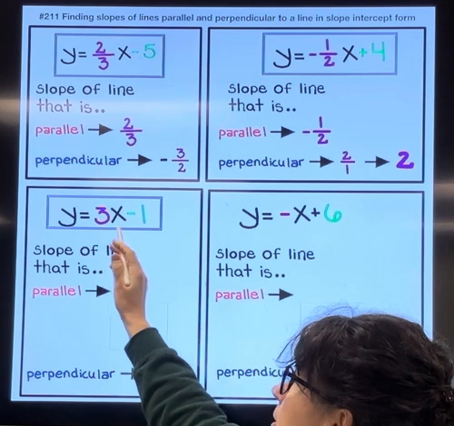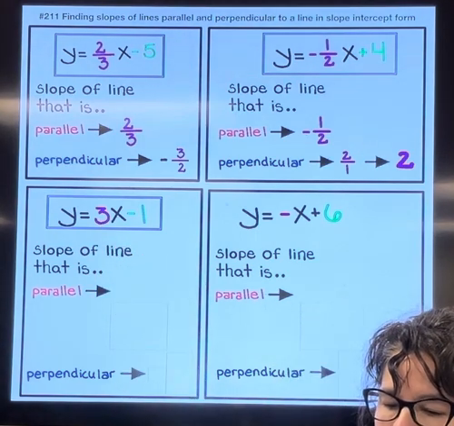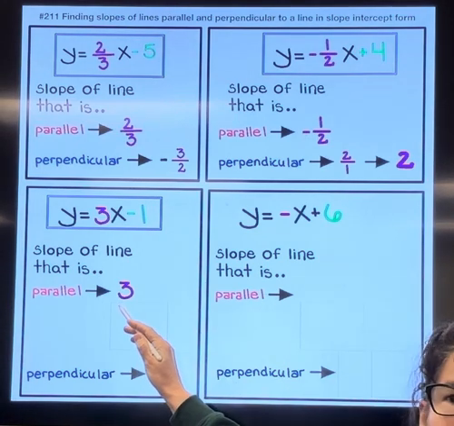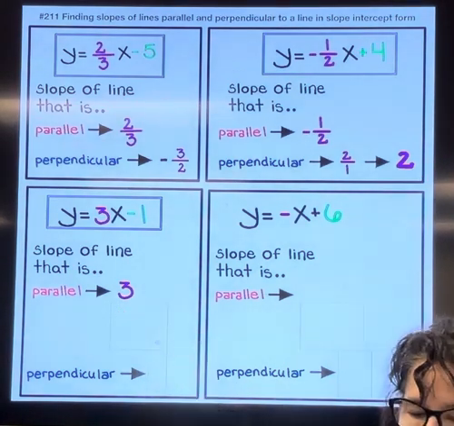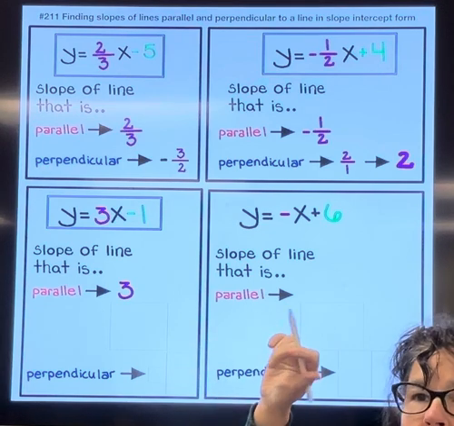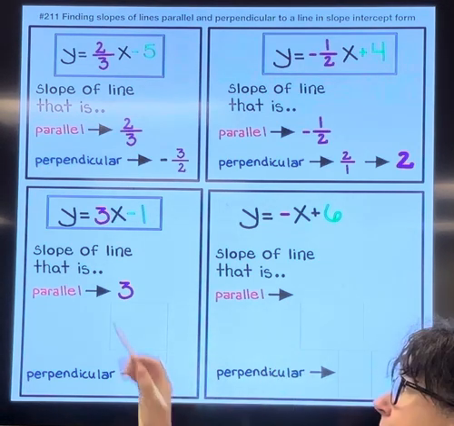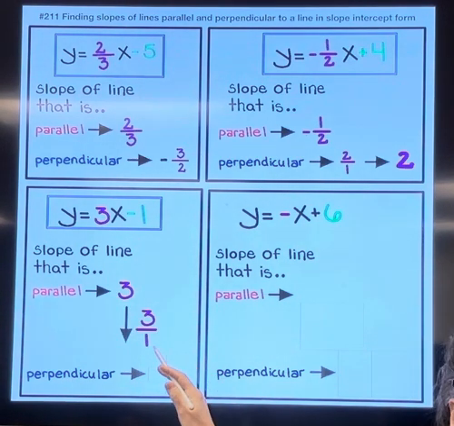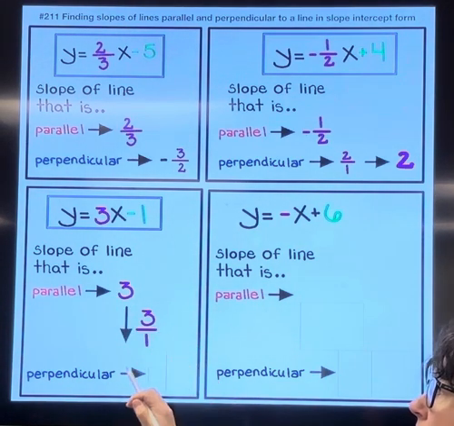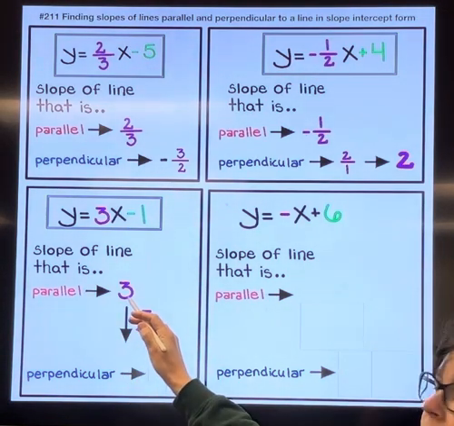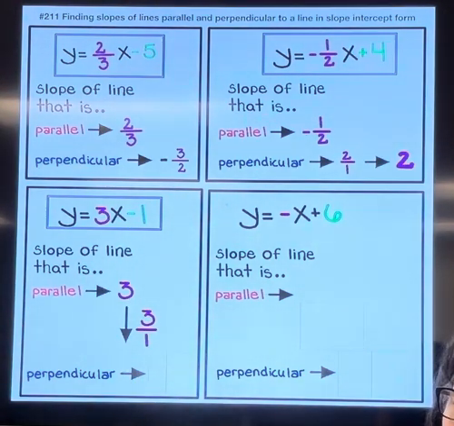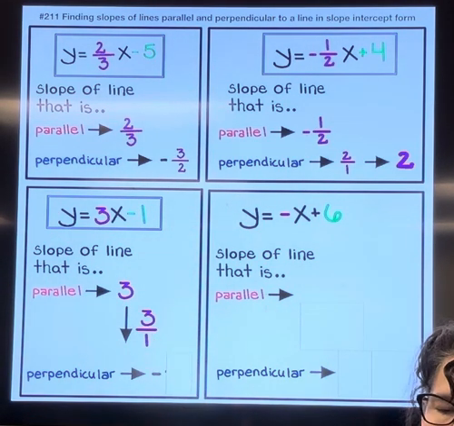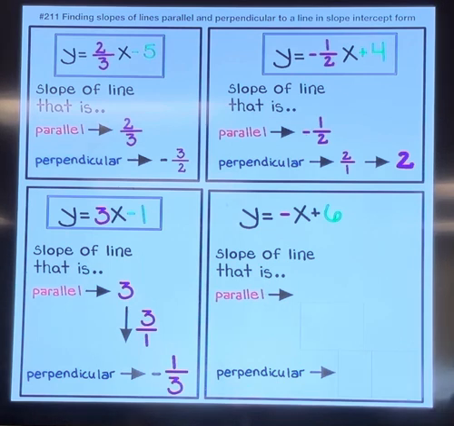Okay, for this line, it has a slope of 3. So all lines parallel to this line will have a slope of 3. And then to be able to flip it over, I need to see this as a fraction. So I'm going to go ahead and put the 3/1. So opposite reciprocal, if this was positive, the perpendicular one will be negative. And then taking the reciprocal of 3/1, we get 1/3.